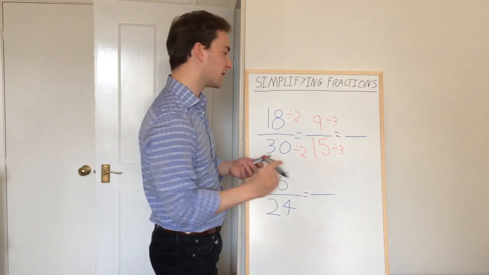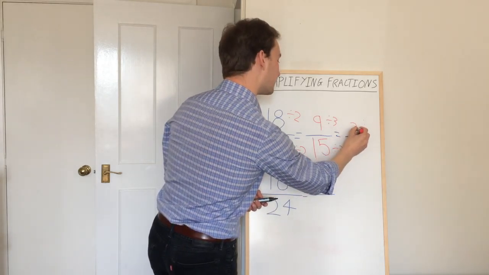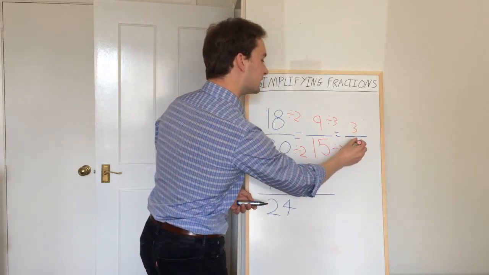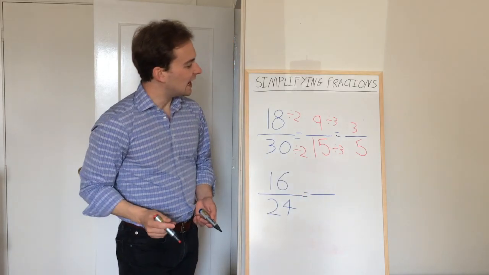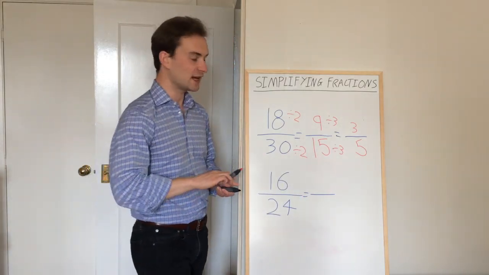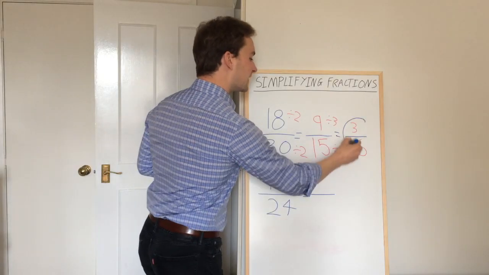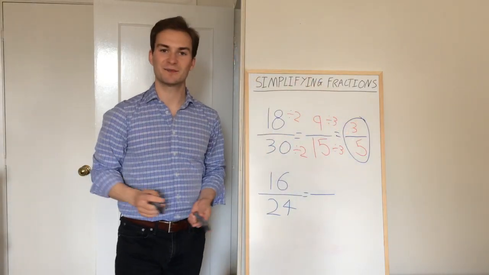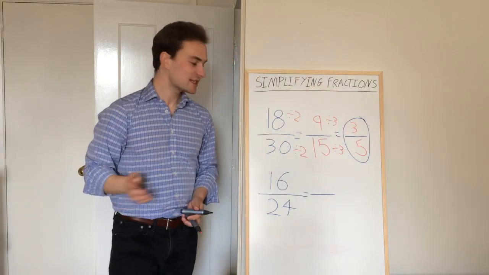which will give us a fraction of 3/5. And at this point, well, they're both prime numbers, they have no common factors besides 1, and so 3/5 is our simplified fraction. Let's look at another example.